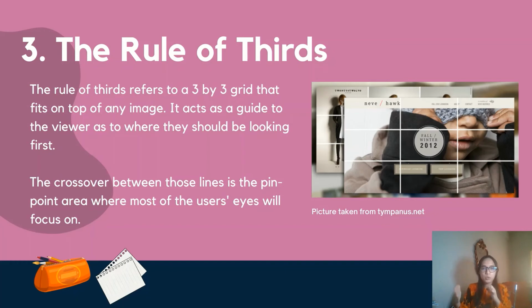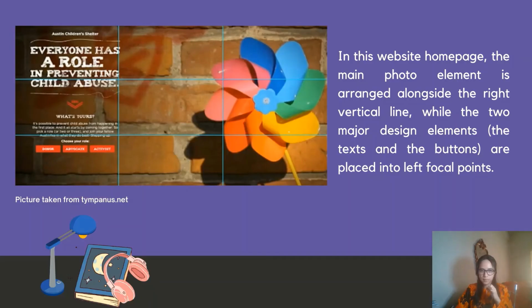The crossover between those lines is the pinpoint area where most of the user's eyes will be focusing on. So, make use of it by placing the main components such as the text or the subject within this area. Most good layouts, even photos, implement this rule to get the eye-catching results. For instance, in this screenshot here, we see a perfect use of this rule to photography and the overall homepage design. The main photo element is arranged alongside the right vertical line, while the two major design elements such as the text and the buttons are placed into the left focal points.